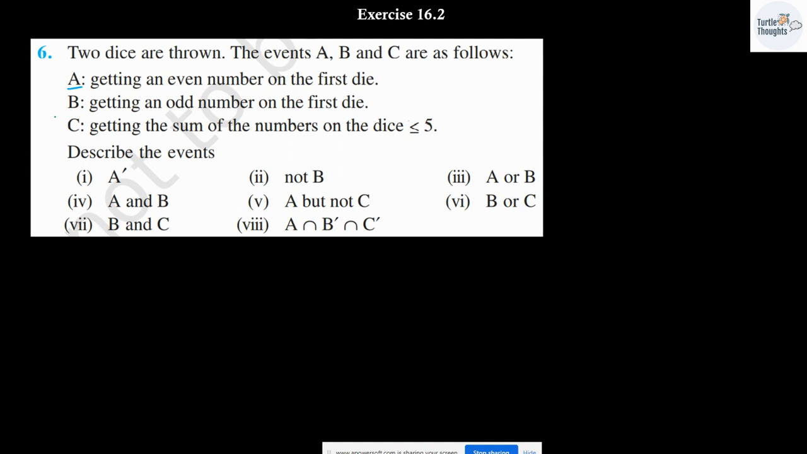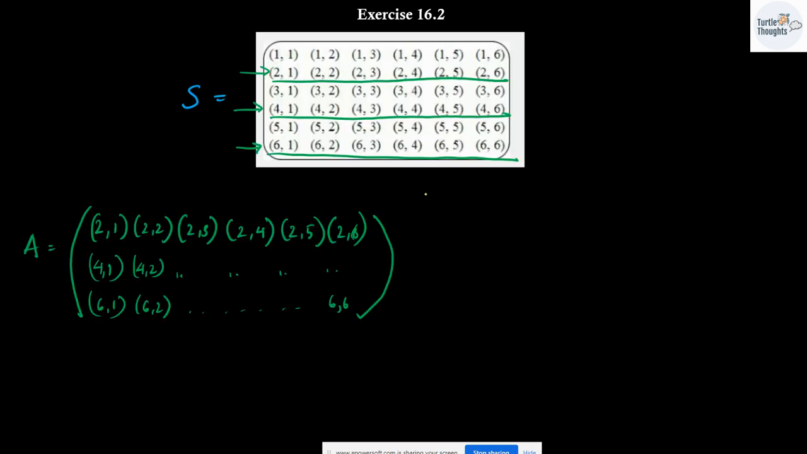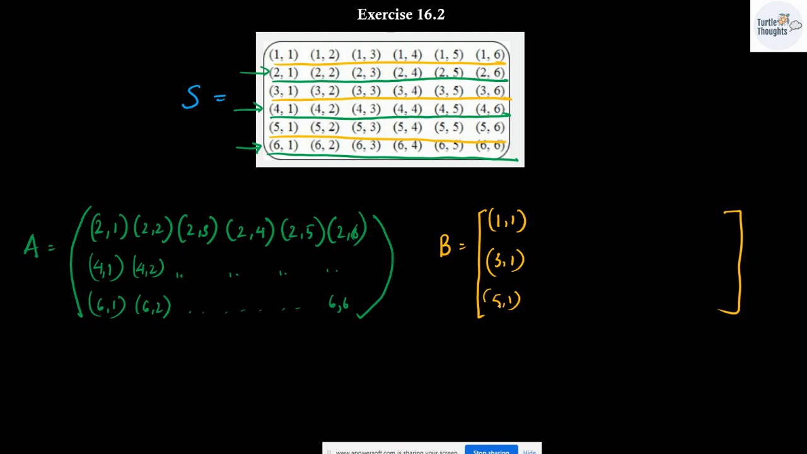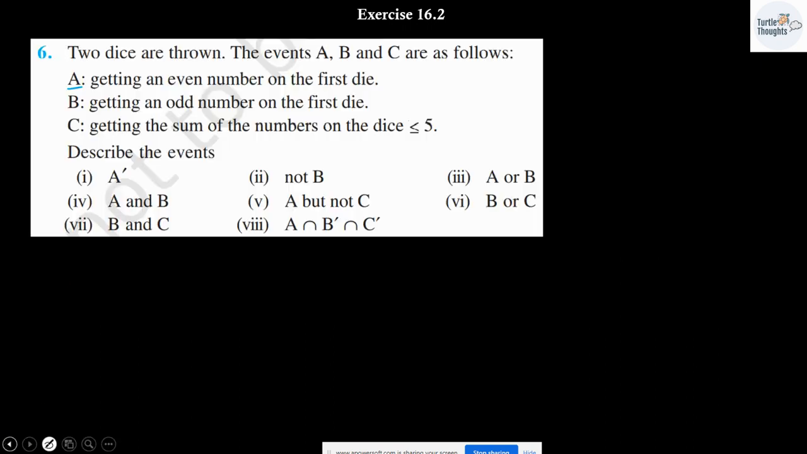Next, we have event B, getting an odd number on the first die. Getting an odd number on the first die, I can write B as this particular row, this particular row, and this particular row: 1 comma 1, 3 comma 1, 5 comma 1, here till 1 comma 6, here till 3 comma 6, here till 5 comma 6.